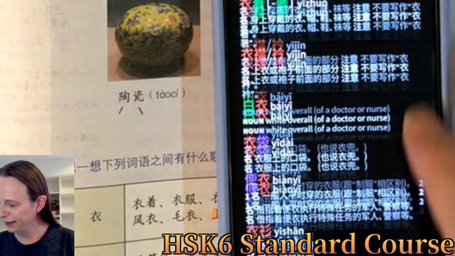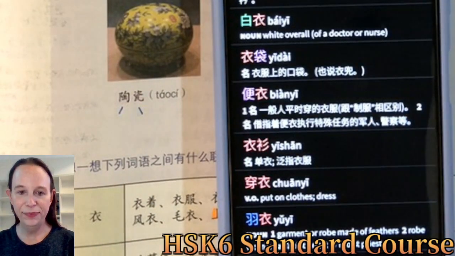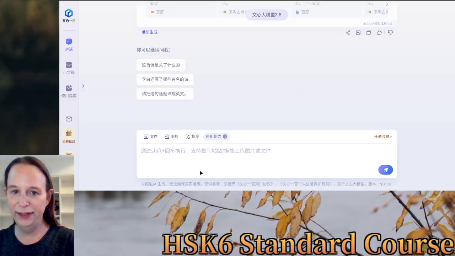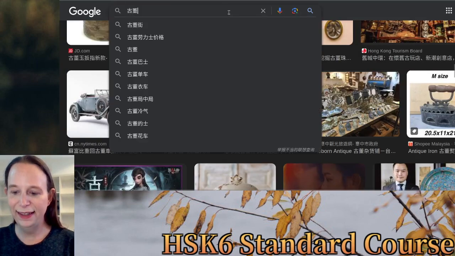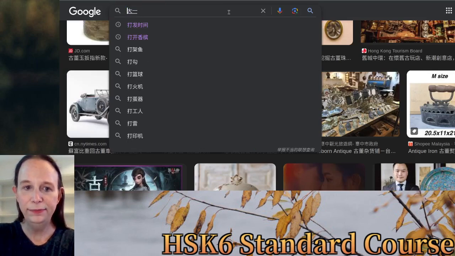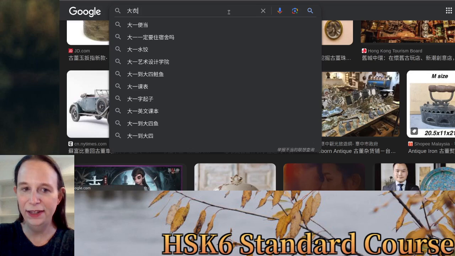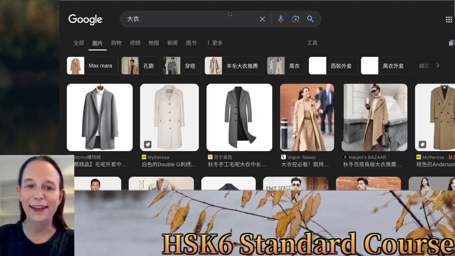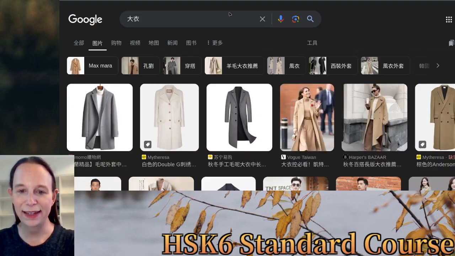All right. So that's okay. Let's do some Google image searching with these, because it's a lot easier to understand nouns if you actually just look them up. Especially nouns that are not abstract, like concrete nouns.